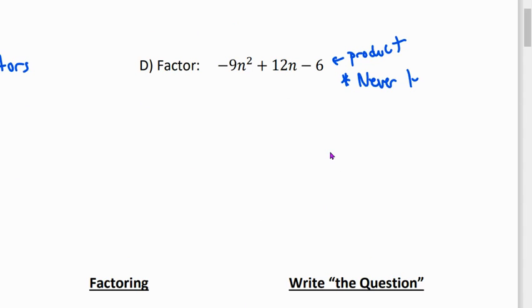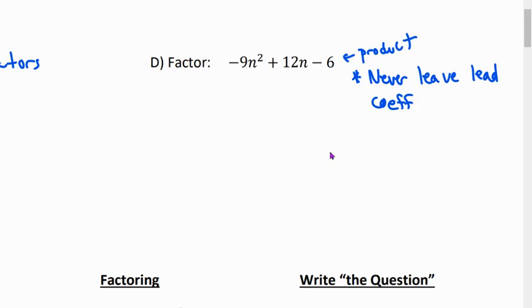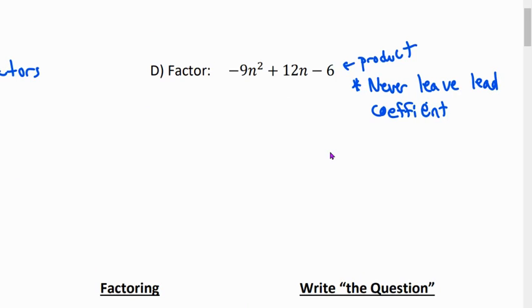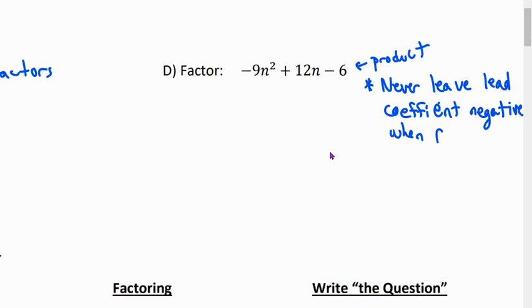Never leave the leading coefficient negative when factoring. So if we look at 9, 12, and 6 without the signs, if we just ignore the signs for a second, what is the largest number we can divide all three of those numbers by?